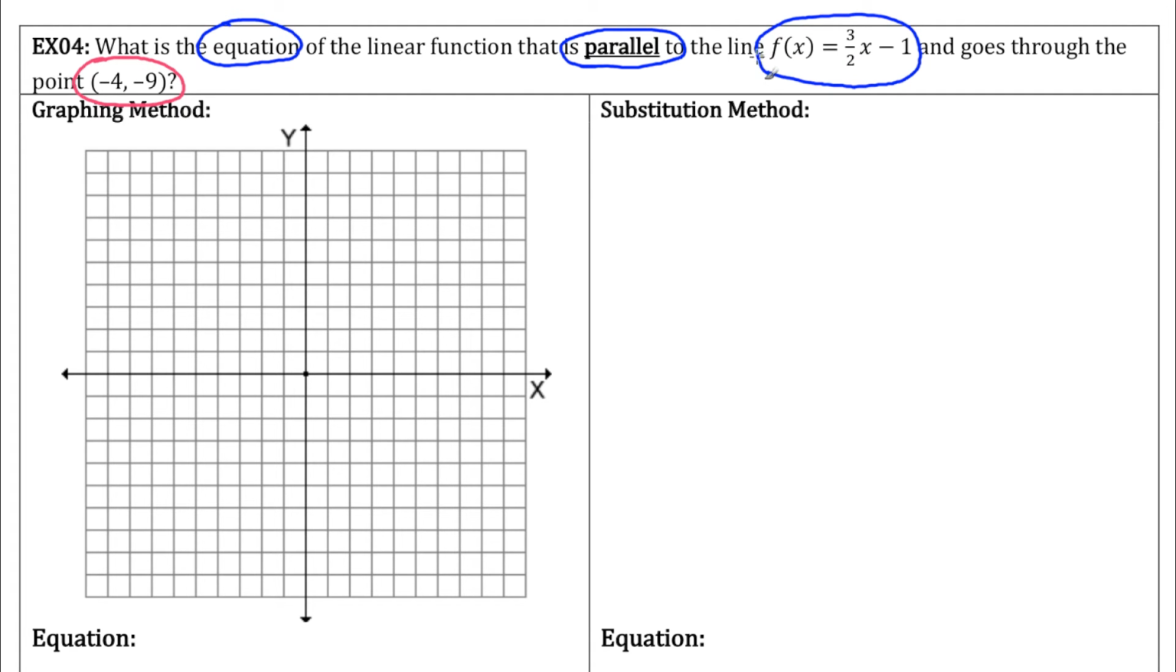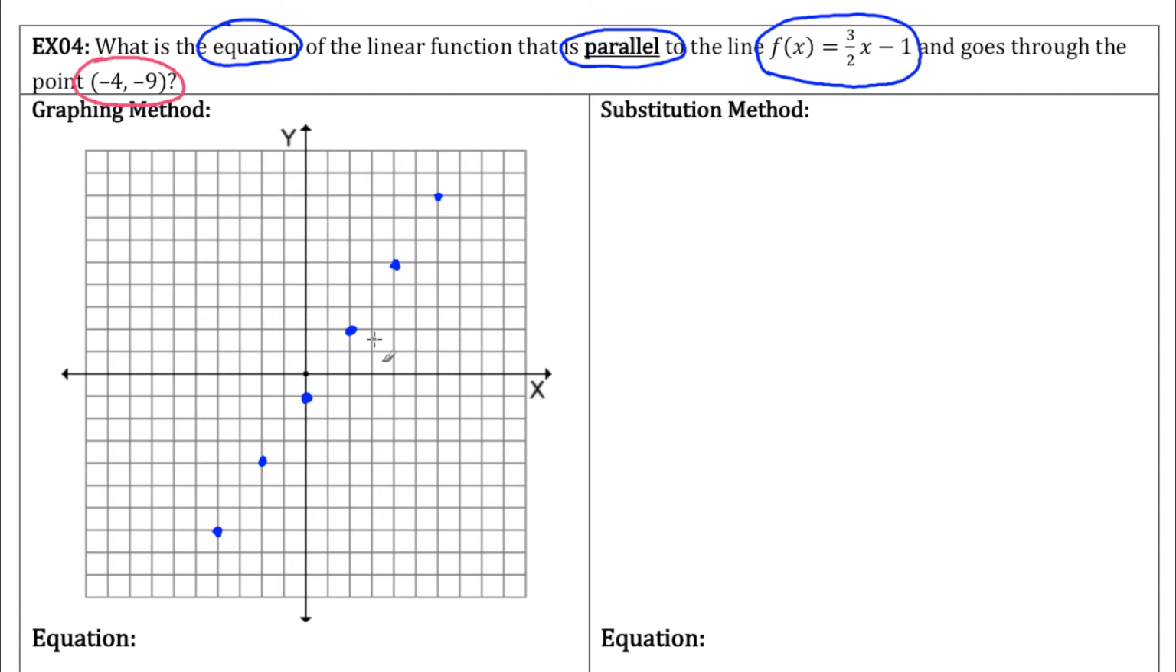So let's graph this. Let's back up. We want to know the equation of a line that is parallel to this one right here. But we don't even know what this looks like yet, so let's go ahead and just graph it. Starting at -1, go up 3, right 2, up 3, right 2, up 3, right 2. Then down 3, left 2, down 3, left 2.